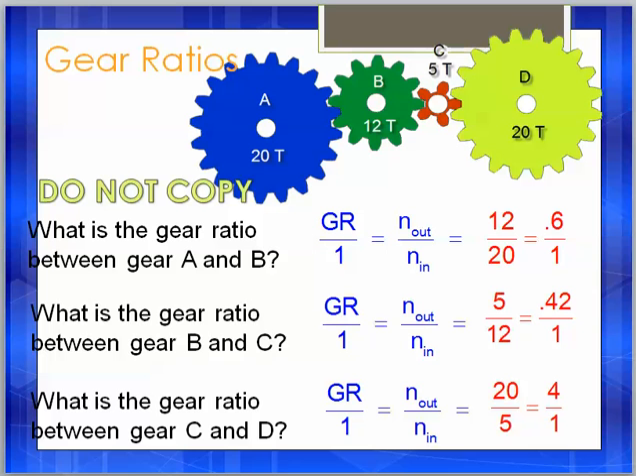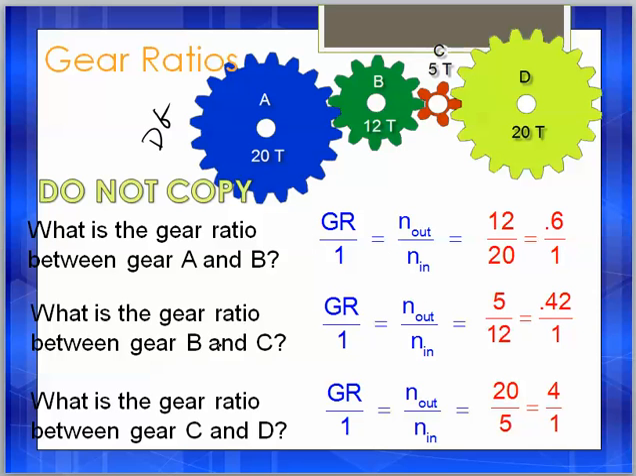Okay, gear ratios. What is the gear ratio between A and B? Well, if nothing else, we can count the teeth. By counting the teeth, we get a gear ratio of, this is our drive gear right here. We have 20 teeth here, and we have 12 teeth here. The drive gear is what they're going to be calling the in. We get 0.6 over 1.